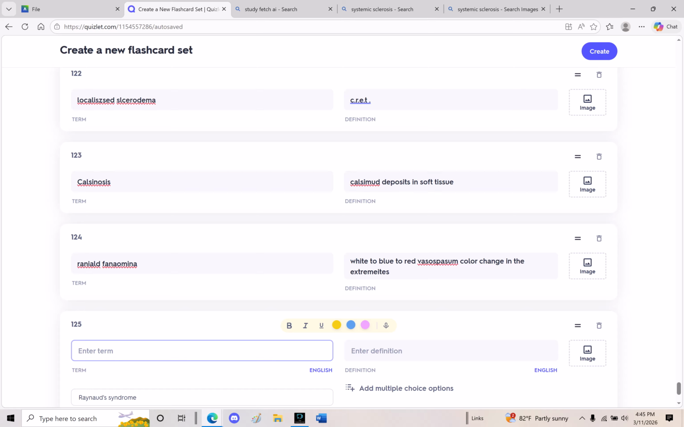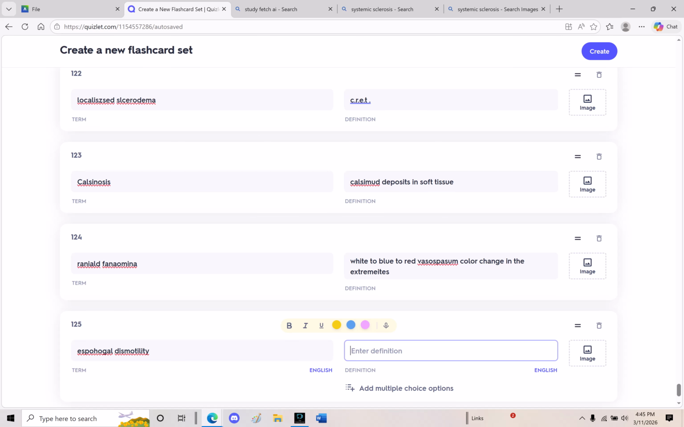And then your E and ST in CREST is esophageal dysmotility. So the motility of your esophagus is not operating the way it should. Esophageal what motility? Dysmotility. Which gives you problems swallowing because now the muscles in your esophagus aren't acting properly, right?